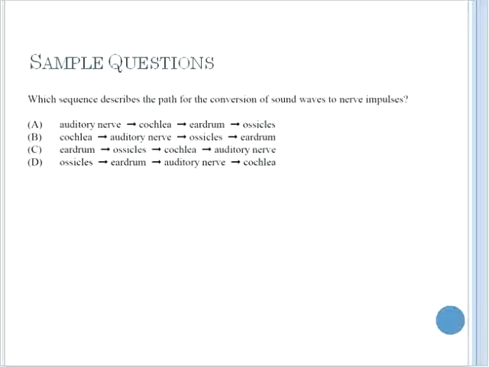From past public examinations, a number of questions have arisen, some of which you'll see here. The first of these: which sequence describes the path for the conversion of sound waves to nerve impulses? In other words, it is asking you the pathway that is followed. The first one, nerve, cochlea, eardrum, and ossicles, is incorrect. Remember, sound begins at the pinna and works its way in. The second, cochlea, auditory nerve, ossicles, eardrum, again, will be incorrect. The third one here, eardrum, ossicles, cochlea, auditory nerve, is correct.